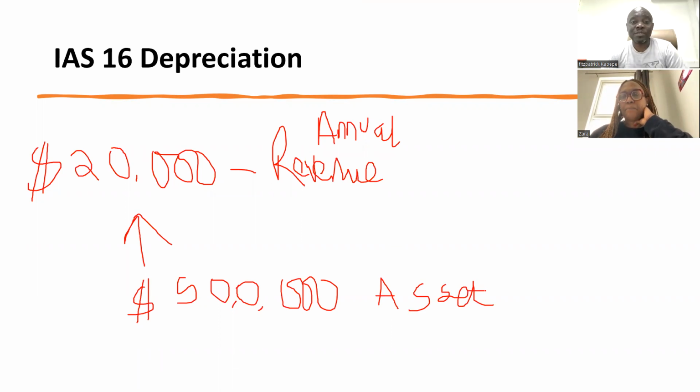So if one was to ask you, this revenue that you have generated, what proportion of your asset was used to generate this? Now you need to ask yourself the question, if one was to ask you that question, what value of your asset generated that $20,000 in this particular year? So the first thing that you need to ask yourself is on the lifespan.